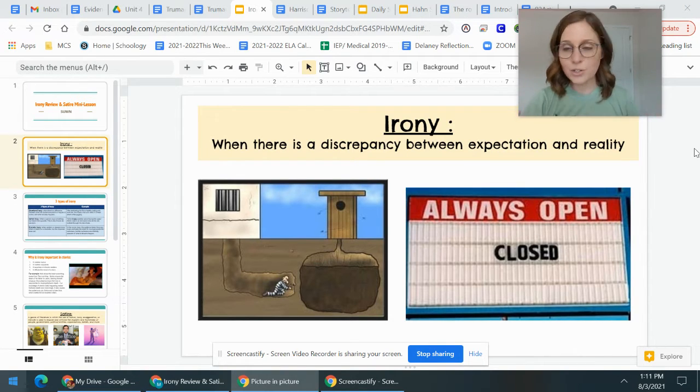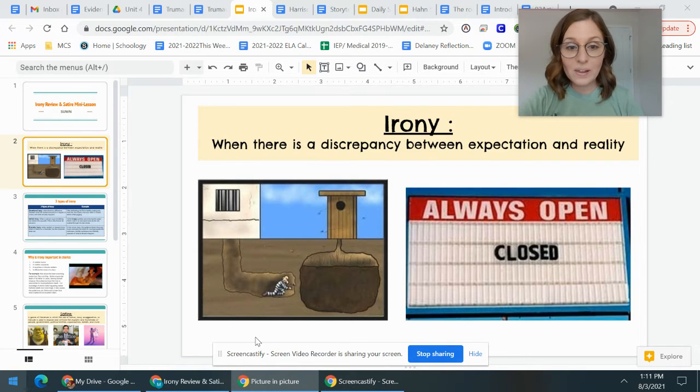So the overarching main definition of irony is something that happens where there is a discrepancy, or a difference, or a disconnect between what is expected and what is real. So a discrepancy between expectation and reality. So let's look at these comics here.